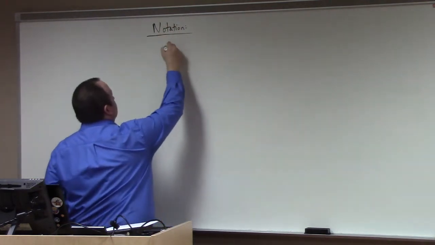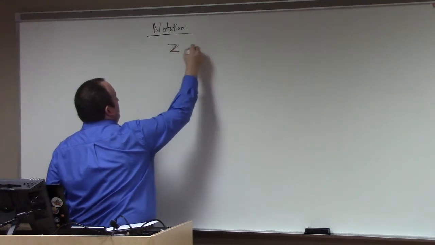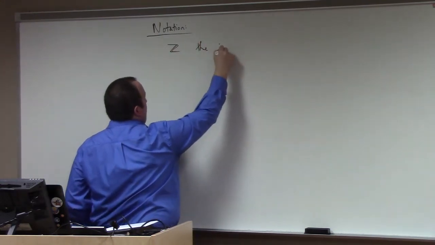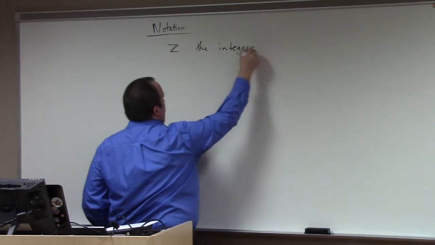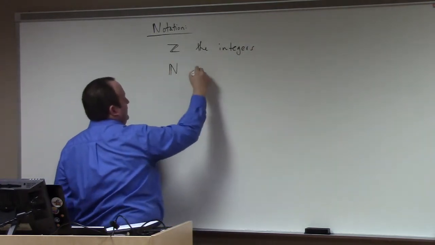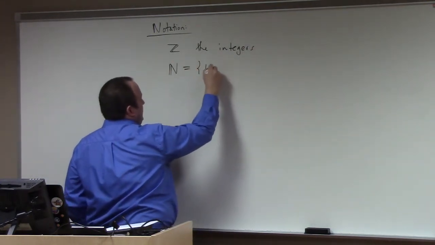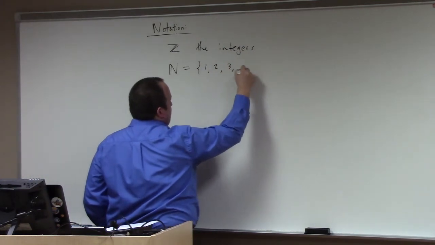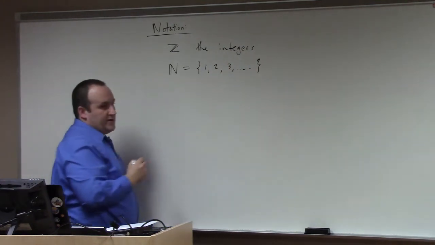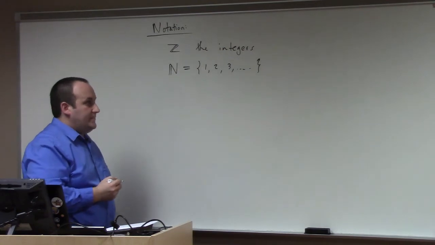First of all, Z is the integers. In contrast, N is the natural numbers, so that's 1, 2, 3, and so on. Some people throw 0 into the natural numbers. I'm not one of those people.